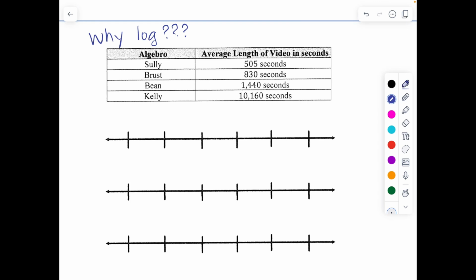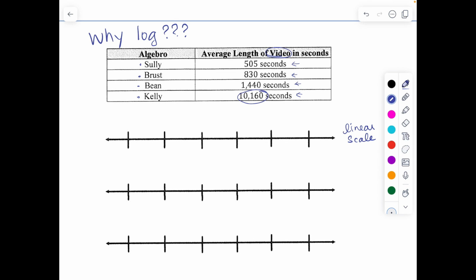So we have this data of 3 content creators who create videos, and this is their average length of their videos in seconds. So if I use a linear scale, the first scale that I'm going to write is going to be a linear scale. Remember, linear scale means that every scale unit equals the same amount in value. I can see here that the content creator Kelly gets 10,000 approximate seconds for his average video.